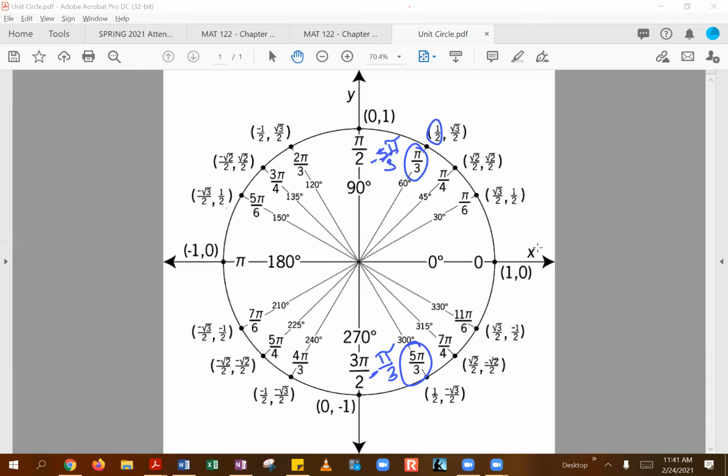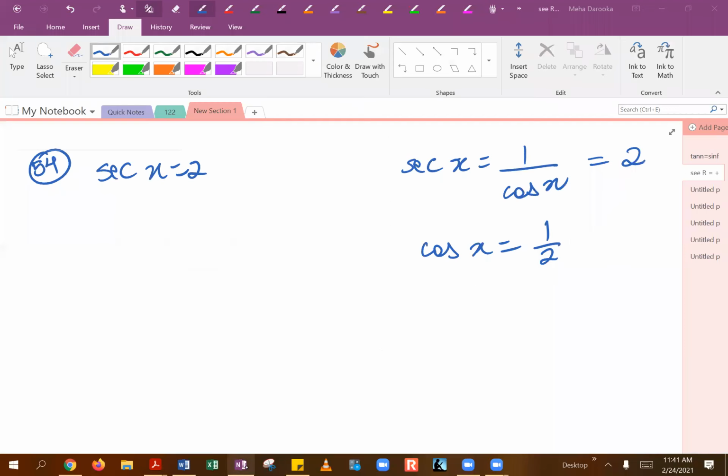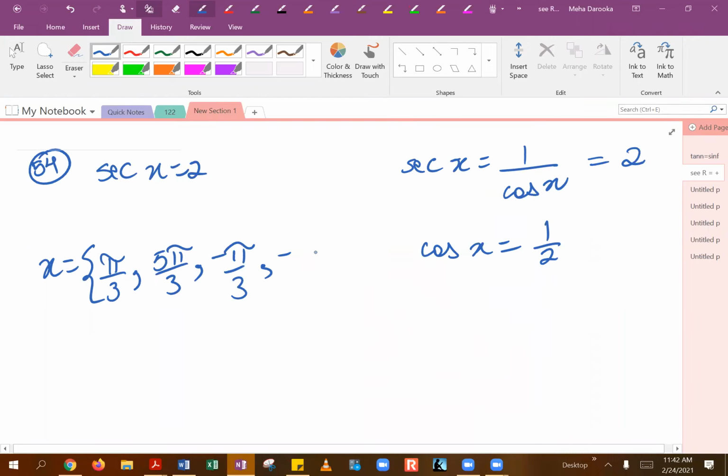Alrighty, perfect, very good. Okay, so let's go ahead and list all of these angles. So our solution set will be x equals positive pi over 3 and positive 5 pi over 3, and then basically negatives for the same angles, since you are stuck in that first quadrant. Alrighty, perfect.